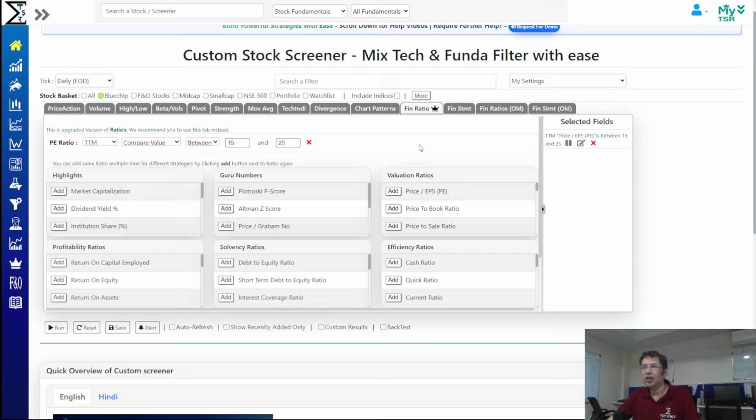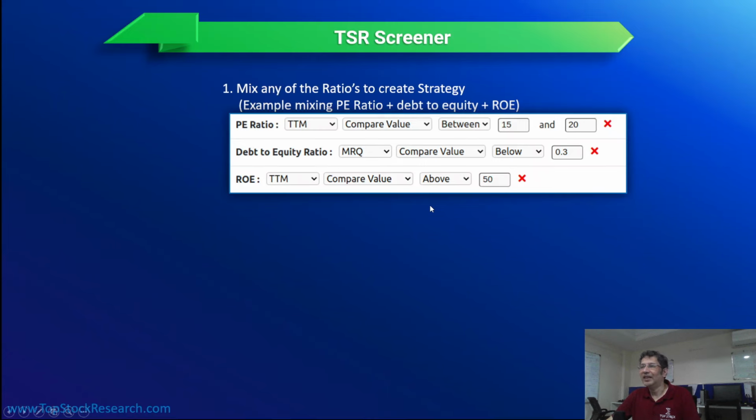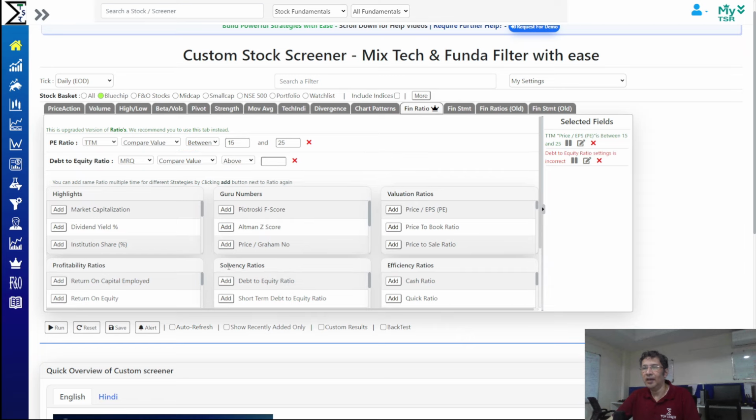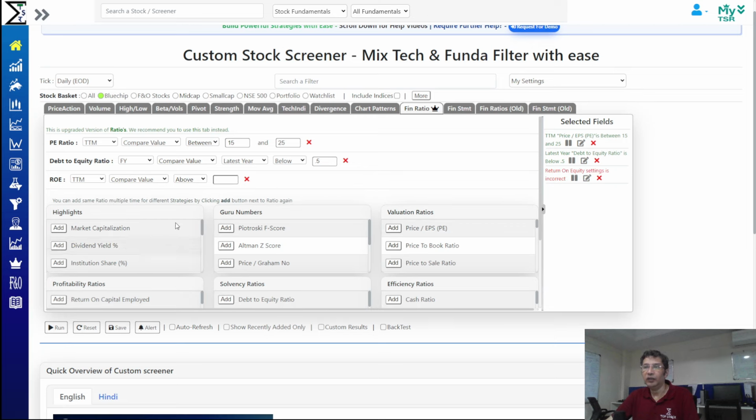That's number one. Number two, we will select debt to equity below 0.5, which looks like a good number from a stability perspective. So the latest year is below 0.5, and we'll go for a third factor, which is ROE, above, let's say, 25. That's again a good number. We'll try to look for stocks in NSE 500.